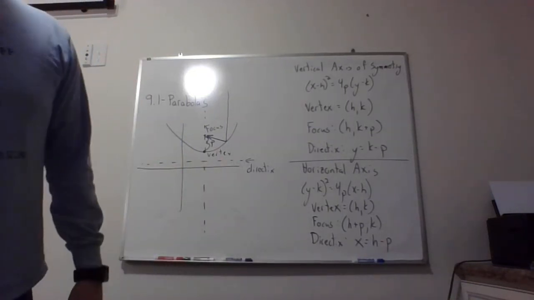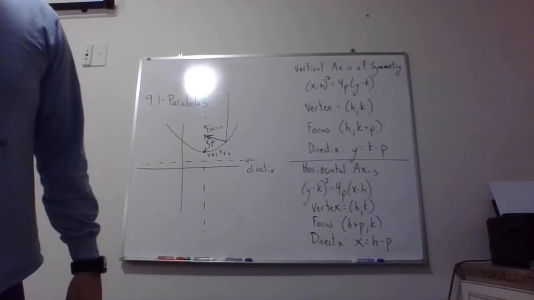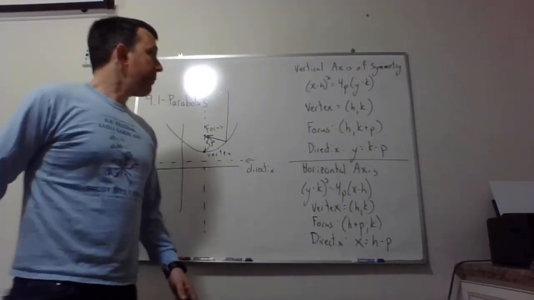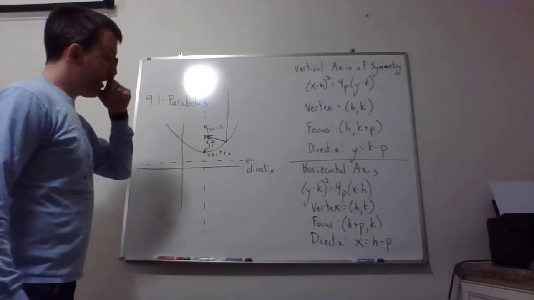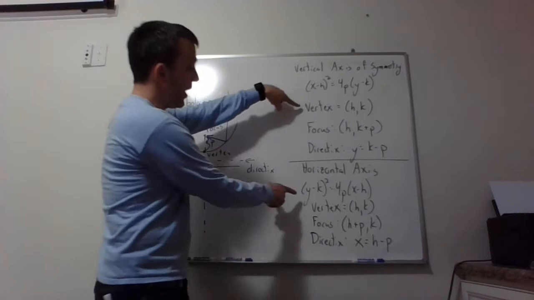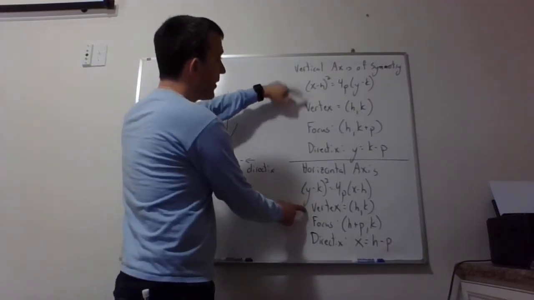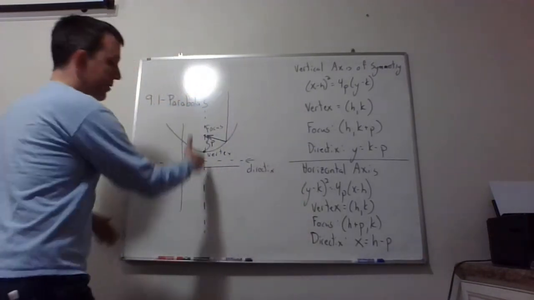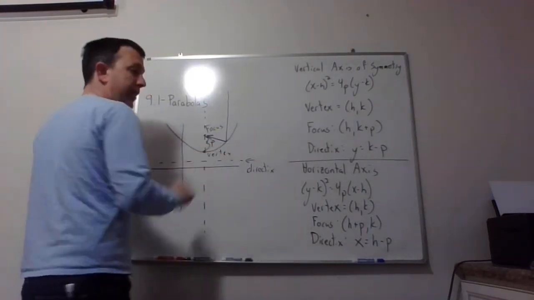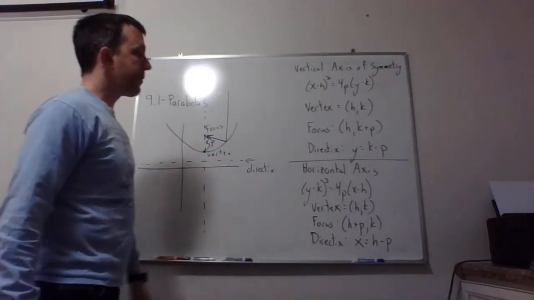They work really well. Let's dig into the nuts and bolts and see how we make them work. These are for parabolas whose vertex is at (h, k), and we have two different kinds. We have a vertical axis of symmetry like I drew here. We can also have them turn sideways, and that would be the horizontal axis.